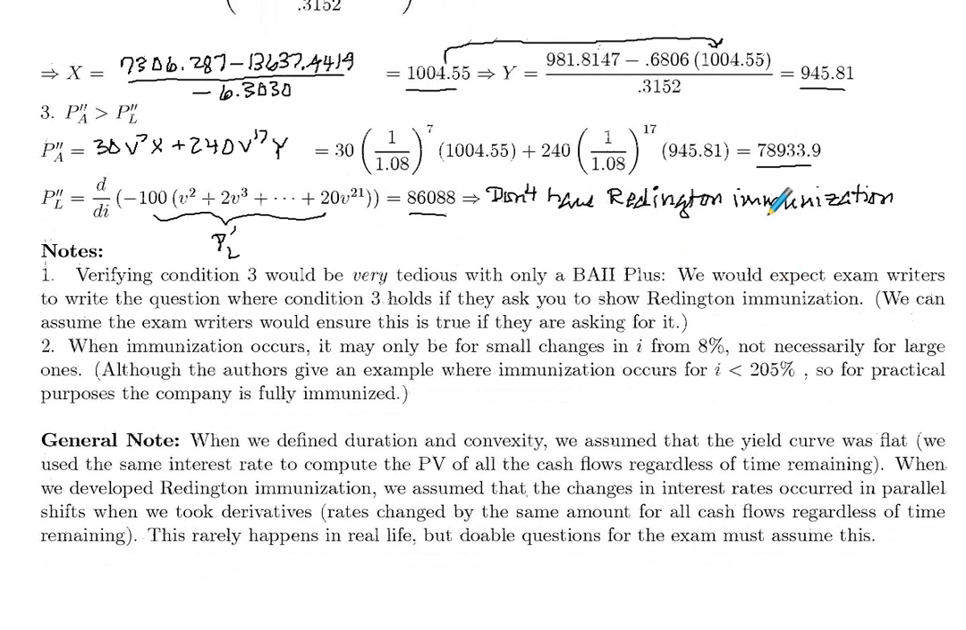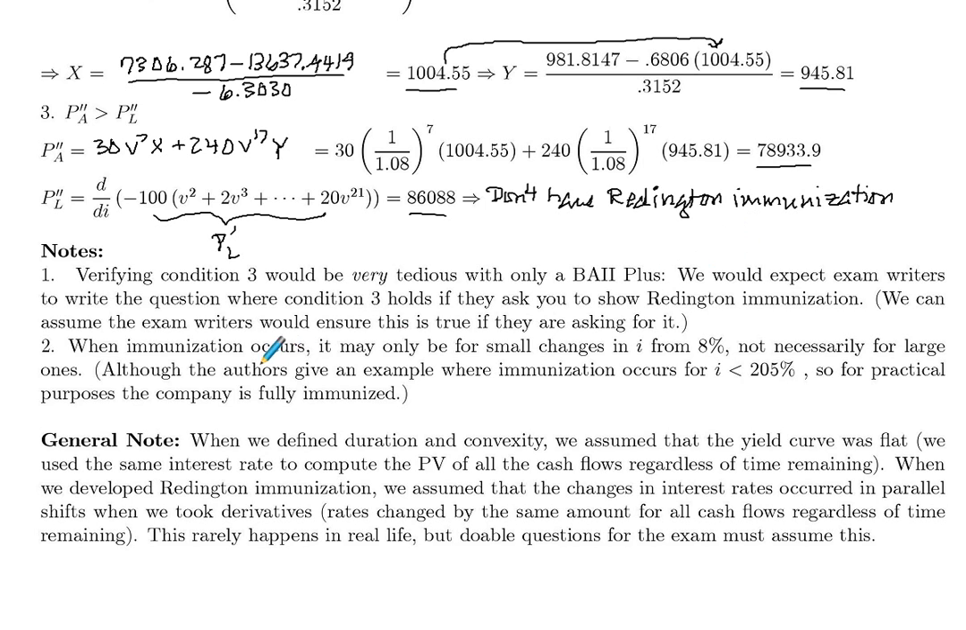So the author took a similar example, and they illustrated a case where you didn't have Redington immunization. But actually what happened was you had immunization for essentially all practical interest rates. Now, even when you do get a positive second derivative, it's only a local minimum. When you get a positive second derivative, it's not necessarily a global minimum.